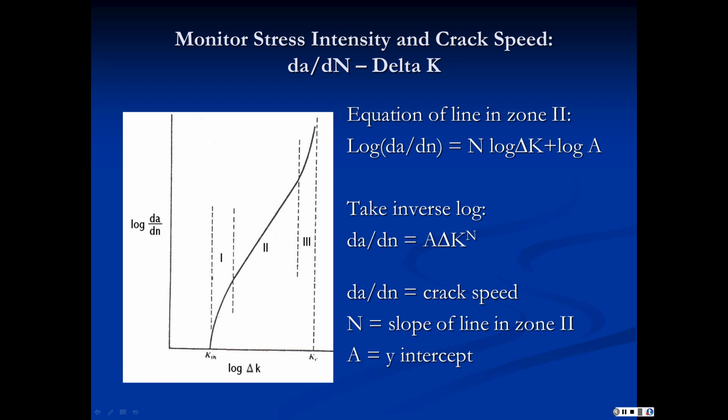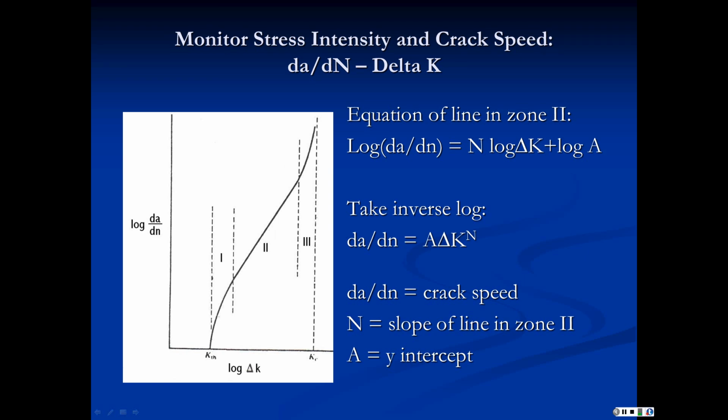So if we fit a line to this, it will have a form of y, log dA/dN, is equal to mx plus b. Okay, so x is log delta K. I'm going to call my slope n. And then log of A is going to be my intercept. So there's a y-intercept out here someplace. Should be right there.